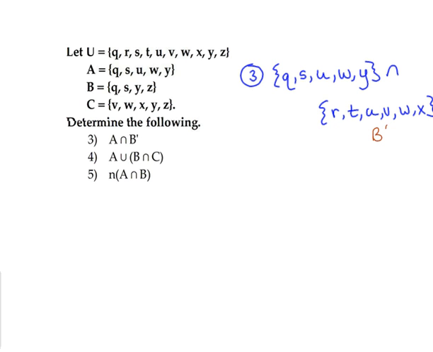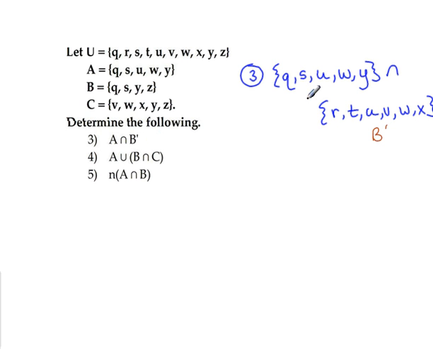Using the following sets, we've got the universe represented as Q through Z, set A: Q, S, U, W, Y; set B: Q, S, Y, Z; and C is V, W, X, Y, and Z. So using those above sets, we're going to determine the intersection between set A and B prime.